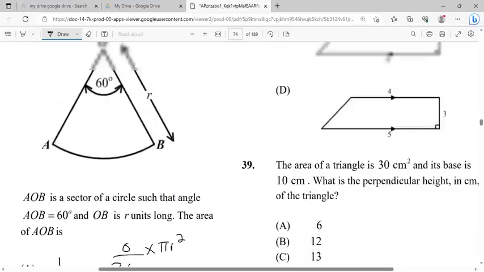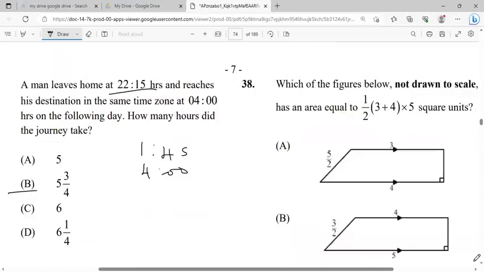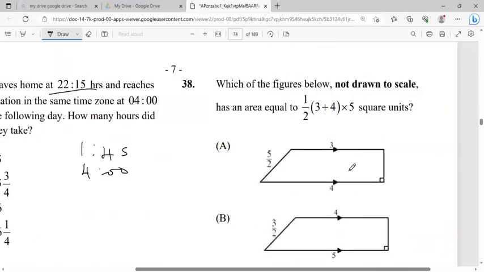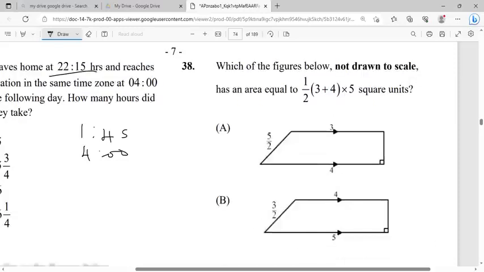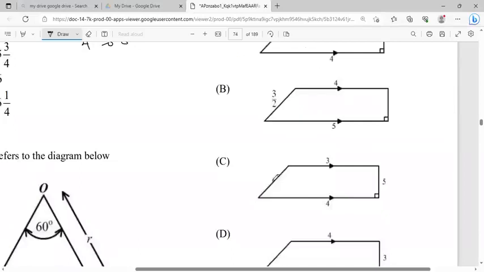38, which of the following, not drawn to scale, has an area equal to half that? All right, so we just look for the height of 5 and then 3, 4. All right, this matches it, but guess what? This is wrong. Yeah, this is wrong. So look, this matches 5. Yeah, this is correct.